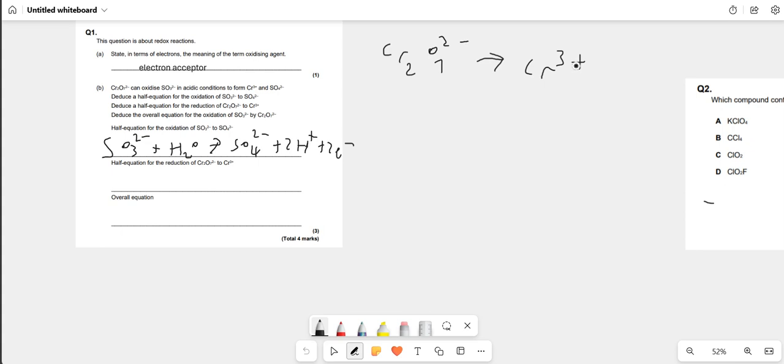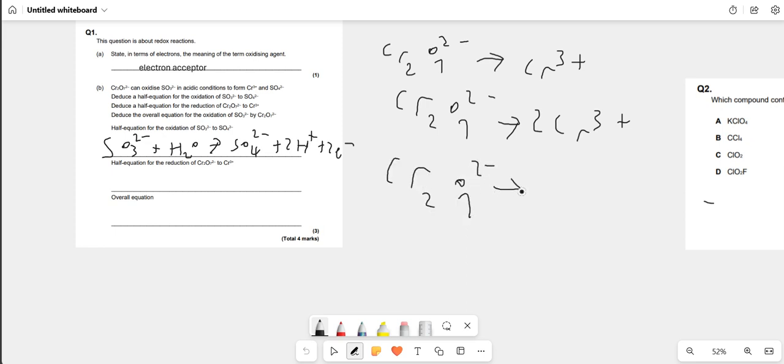Let's pick up the pace here. So quickly, balance everything that's not oxygen and hydrogen. There are two Crs on the left, so I need to put another two on the right. So Cr2O7 2- gives me 2Cr3+. Now balance the oxygens. I've got 7 oxygens on the left, so I need to add 7 H2O to the right. So Cr2O7 2- gives me 2Cr3+ plus 7H2O.